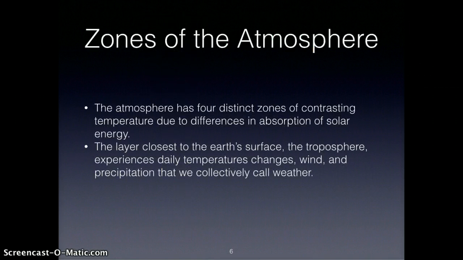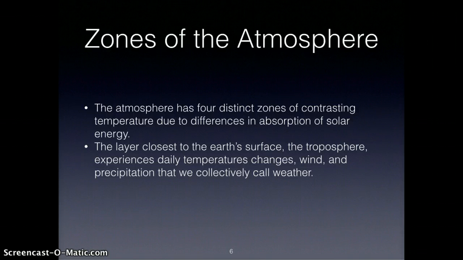The atmosphere has 4 distinct zones of contrasting temperature due to differences in absorption of solar energy. The layer immediately adjacent to the Earth's surface is called the troposphere. Tropein means to turn or change in Greek. Within the troposphere, air circulates in great vertical and horizontal convection currents, constantly redistributing heat and moisture around the globe.